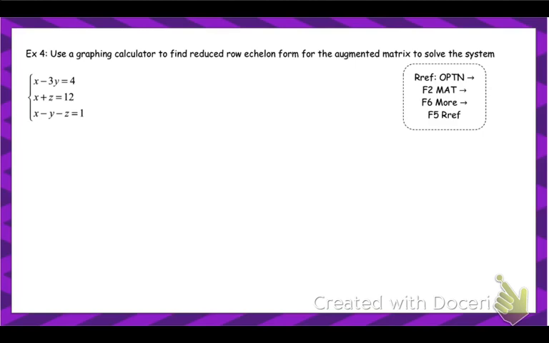So the first thing that I need is my augmented matrix. So let's go ahead and write that out. So I've got 1, negative 3, 0, and 4. 1, 0, 1, and 12. 1, negative 1, negative 1, and 1. All right, so we're going to use that augmented matrix when we get to the calculator. So let's go ahead and get our calculators.